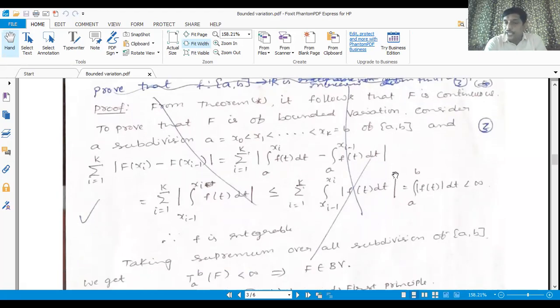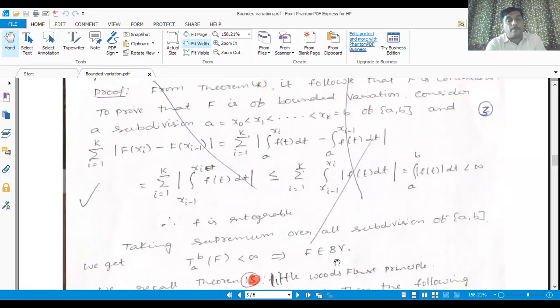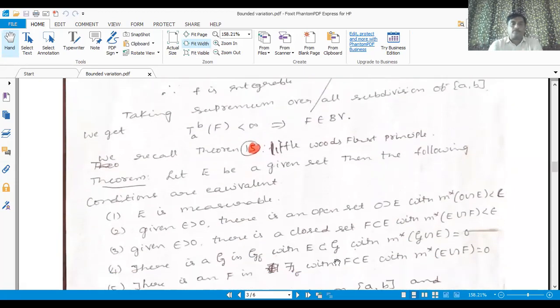Then if you take a supremum over all the subdivisions, we get the total variation T of f over a comma b, which is finite, because we already showed that it is finite. This implies that f belongs to bounded variation.